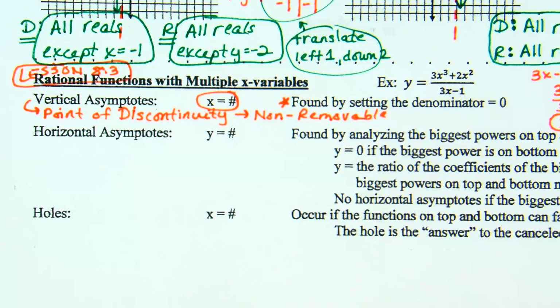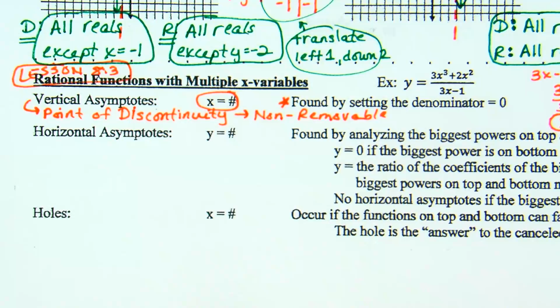And now I'm ready to talk about horizontal asymptotes. So horizontal asymptotes, we talked about those yesterday as well, right? Horizontal asymptotes, if you recall from yesterday, were always y equals a number. And notice here what it says. If you read that first sentence, it says, found by analyzing the biggest powers on top and bottom. Meaning you're looking at the highest exponent on top and on the bottom, and then you decide what to do from there.